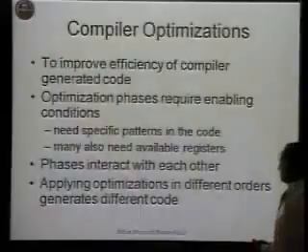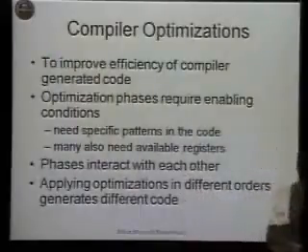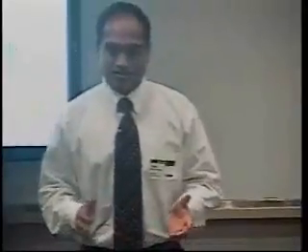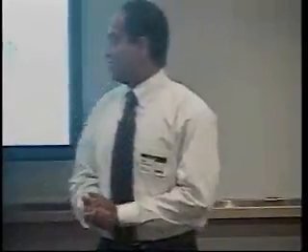Similarly, if you have something like CSE, common sub-expression elimination, then it is essential that the analysis be able to find common sub-expressions for the optimization to do something. Right? At the same time, many optimization phases also need access to available registers. One obvious example is register allocation, which in the absence of free registers, again, won't be able to do anything.